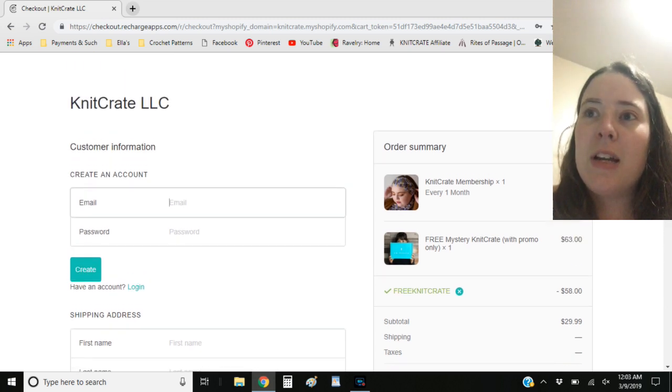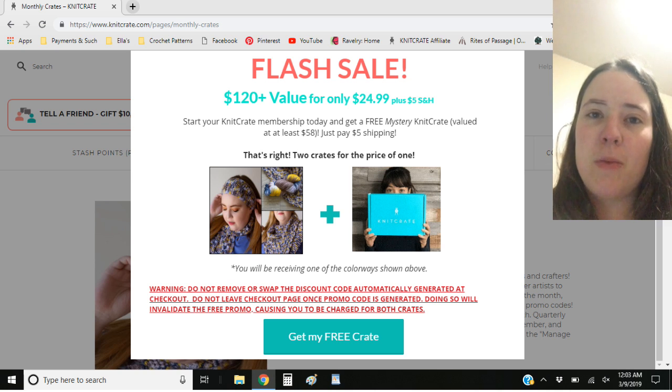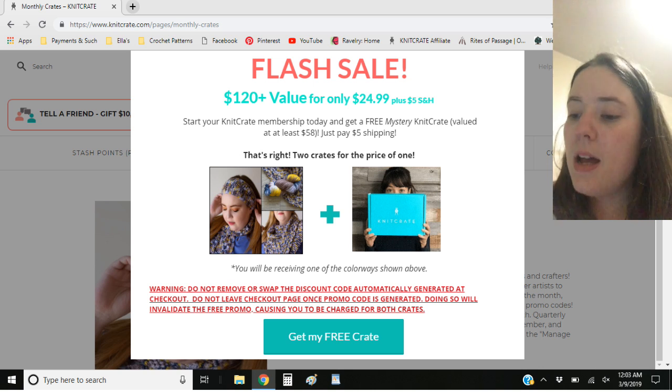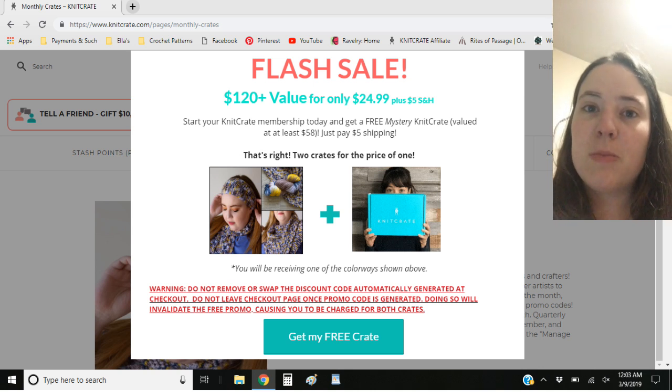So you get three skeins of yarn because March is just one skein of finger weight, which is 400 yards, which is a lot of yarn. Plus you get two books with patterns in it. So that's an awesome deal. The only thing you have to pay on the free box is the shipping. That's why it's $29 instead of $24. But this is an awesome deal, so if you've not subscribed to KnitCrate yet, this would be a great time to try it out because you get two crates for the price of one.